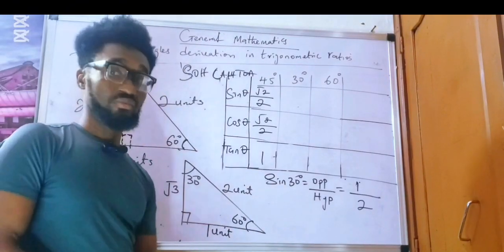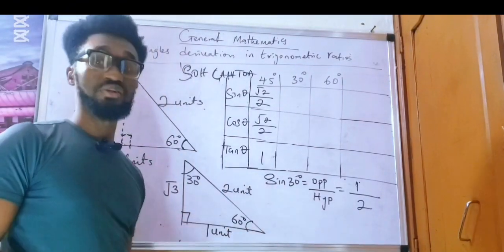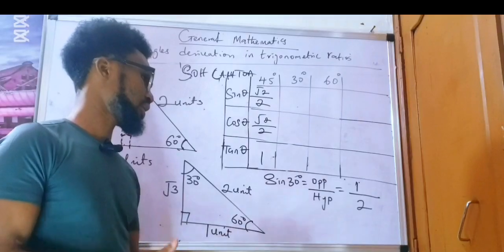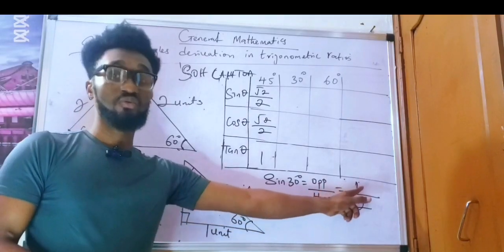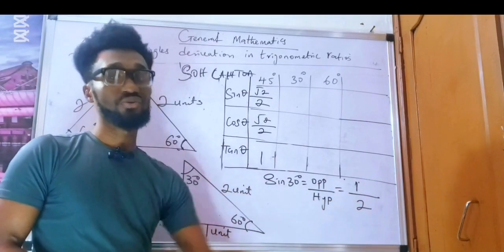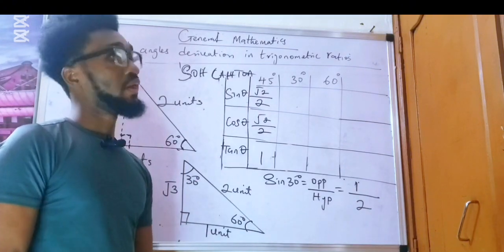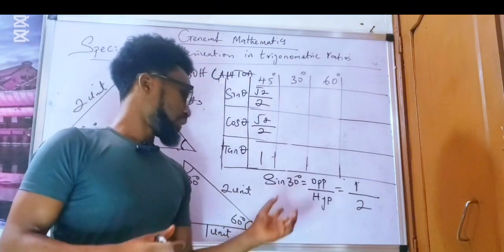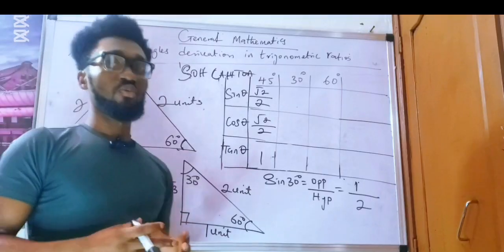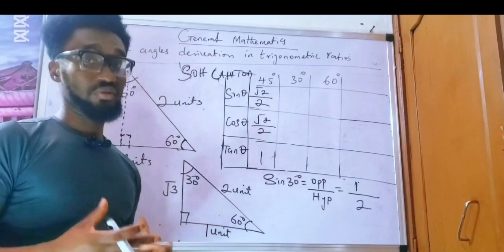That's all. In that case, sine 30 degrees equals to what? Opposite over what? Hypotenuse. And what is our opposite? 1 unit. What is our hypotenuse? 2 units. So what is sine 30 degrees? 1 over 2.